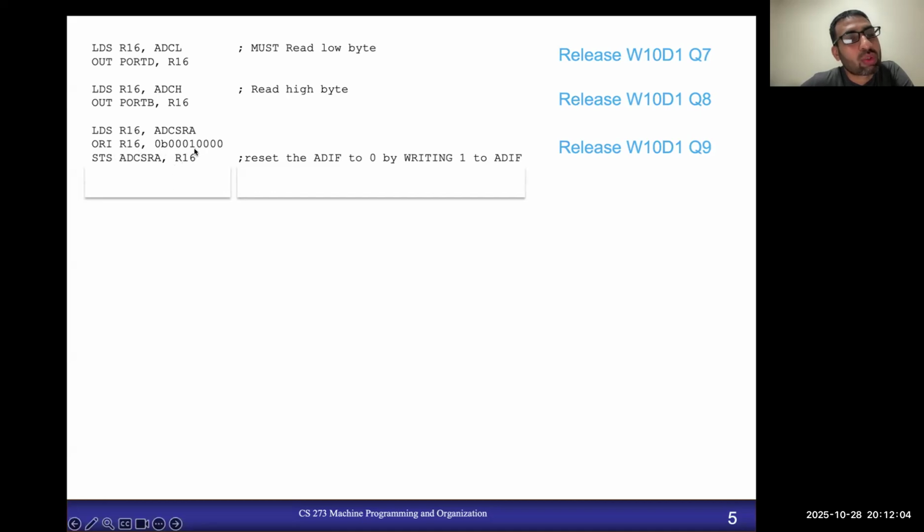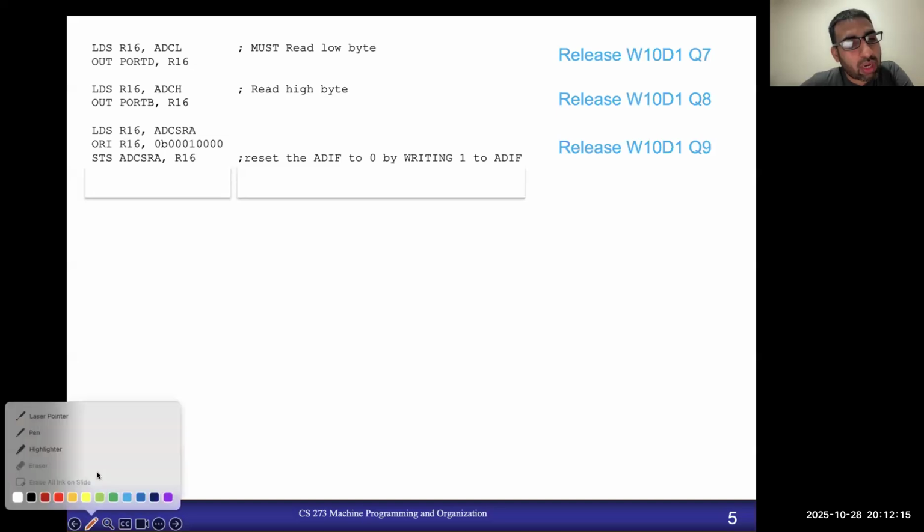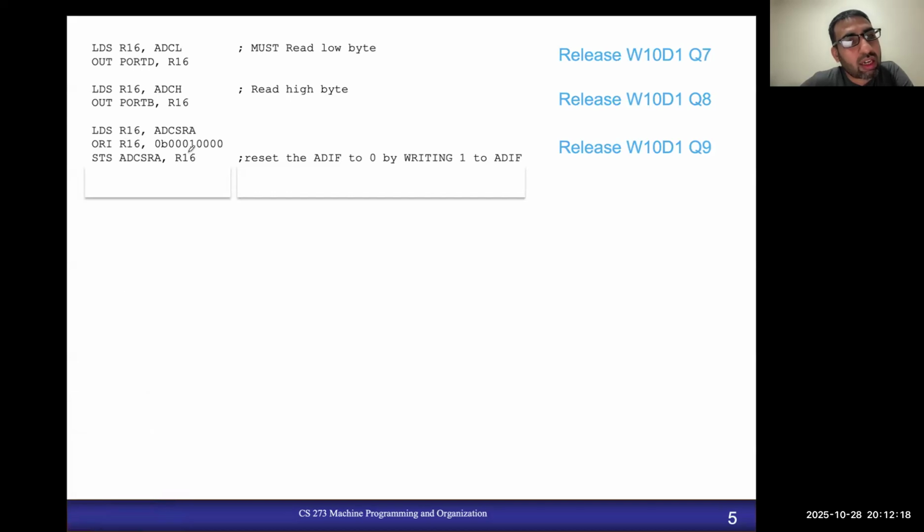So here you are saying actually to read the original content of ADCSRA into R16, do an OR immediate operation with this binary value where you are setting bit number 4 to 1, and then write back the value of R16 into ADCSRA, right? So when you write back, you are making sure that the bit at index 4 is set equal to 1, which the hardware will then set equal to 0.